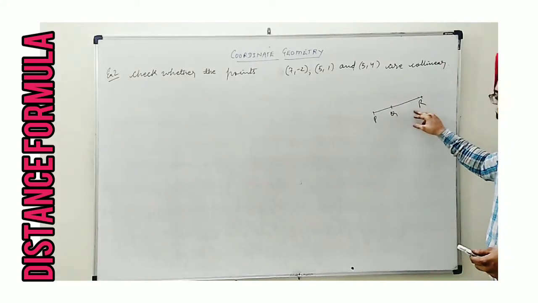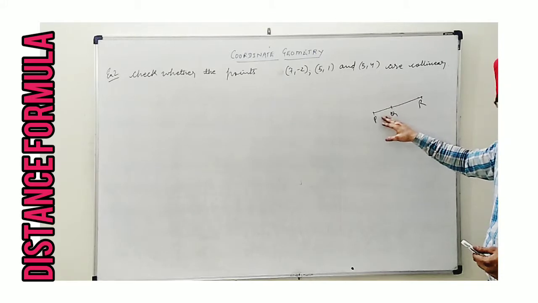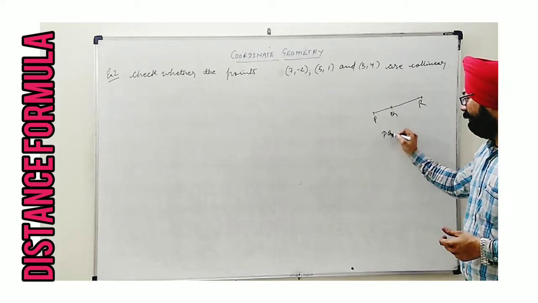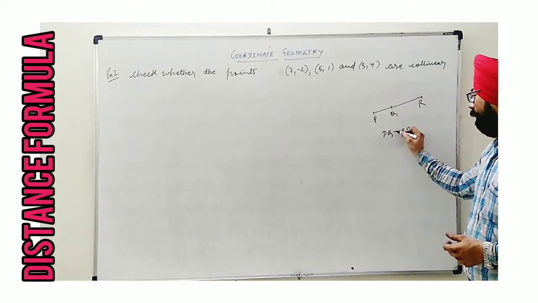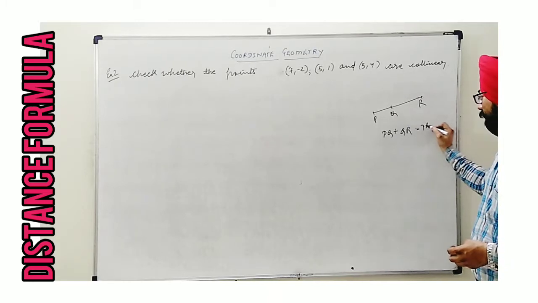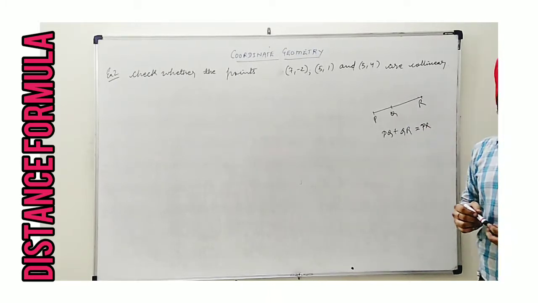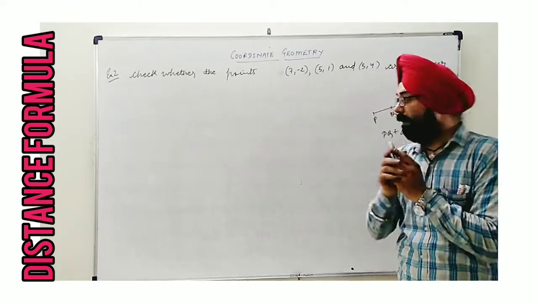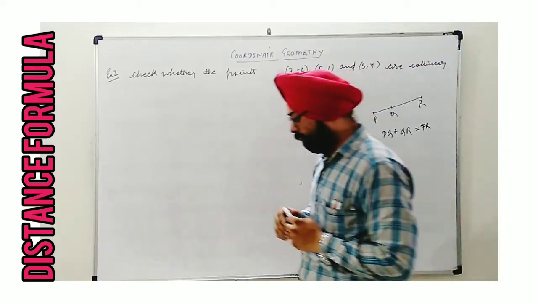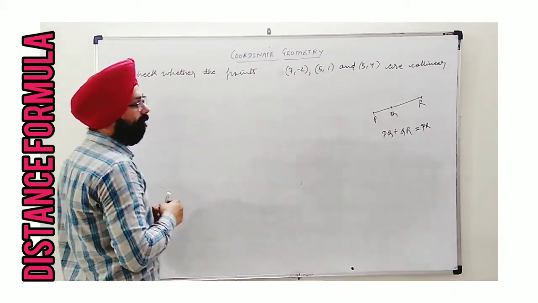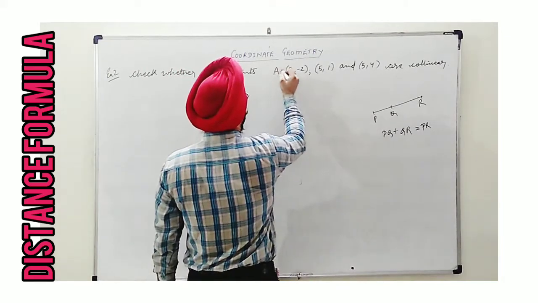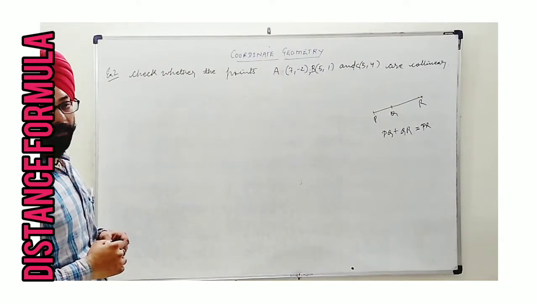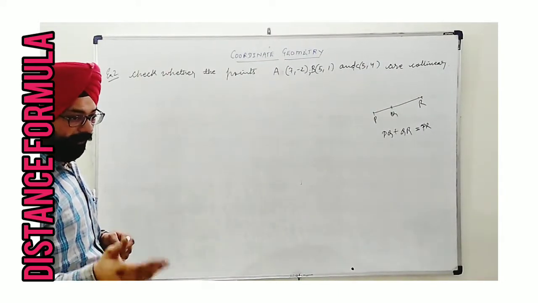Here, P, Q, R, if they are collinear, then obviously they are forming a straight line. So the sum of distance PQ and distance QR must be equal to the longest one, PR. This way we use the distance formula to prove the collinearity or to check the collinearity. Here the question says to check. How to go ahead? First, we will consider these given points as some capital letters A, B, C, we can say. We take these points as A, B, C. So using the distance formula, find AB, BC and AC.